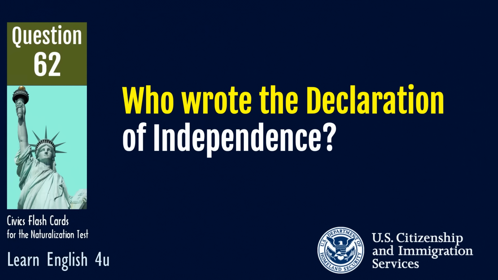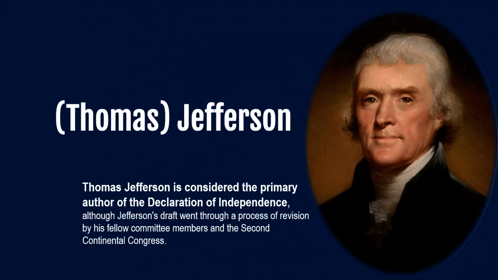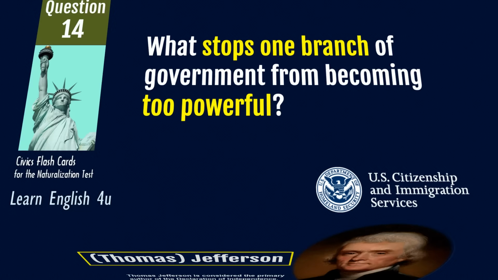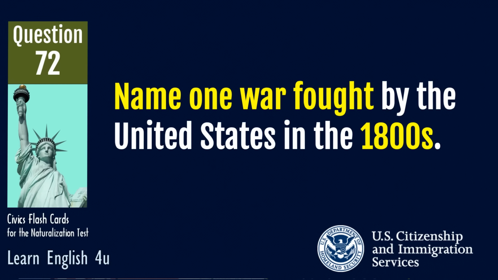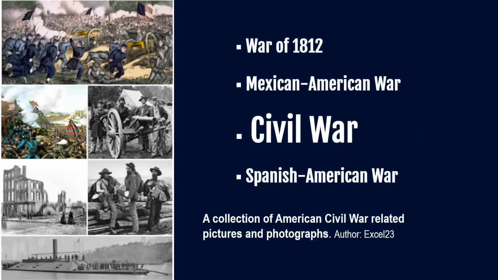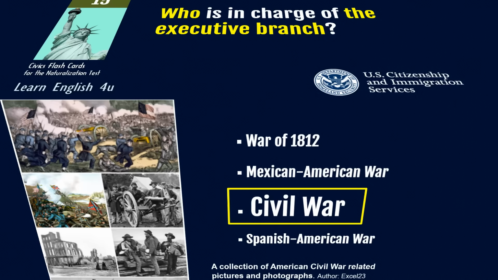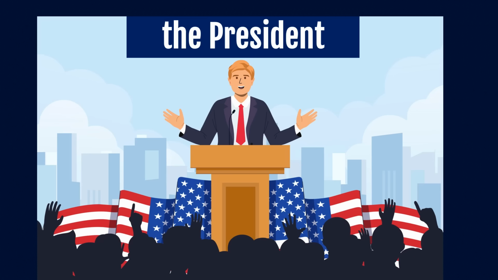Who wrote the Declaration of Independence? Thomas Jefferson. What stops one branch of government from becoming too powerful? Checks and balances. Name one war fought by the United States in the 1800s. Civil War. Who is in charge of the executive branch? The President.